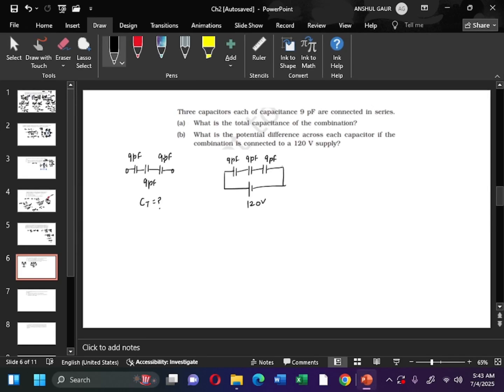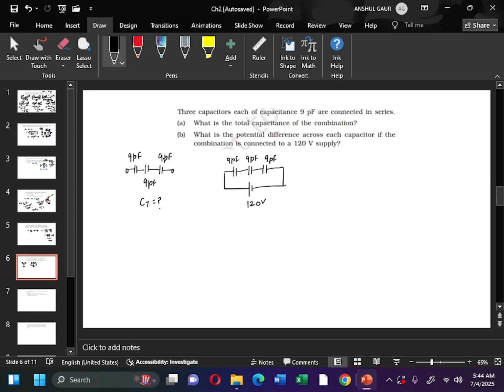Hello viewers, the question is: three capacitors, each of capacitance 9 picofarad, are connected in series. Part A, what is the total capacitance of the combination? Part B, what is the potential difference across each capacitor if the combination is connected to a 120 volt supply?